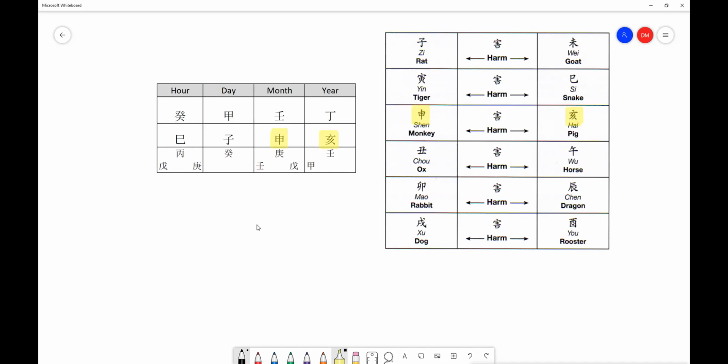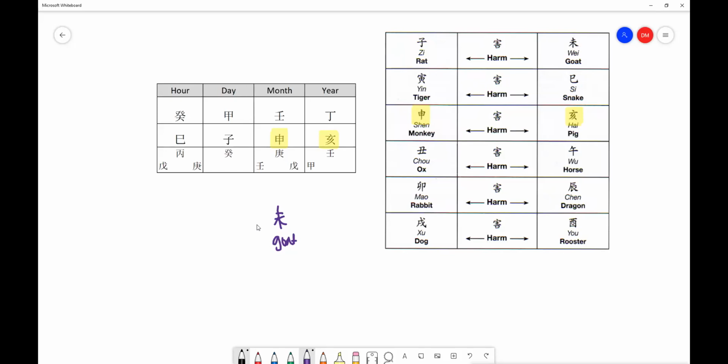Harm relationship. Now, the rat, is there a rat harm relationship? What is the rat to be harmed by? Goat. Therefore, we have the harm. So in that case, it will come from the luck pillar, it will come from the year, and when it comes, then it'll be harming in. Therefore, there'll be either harming in or harming out.